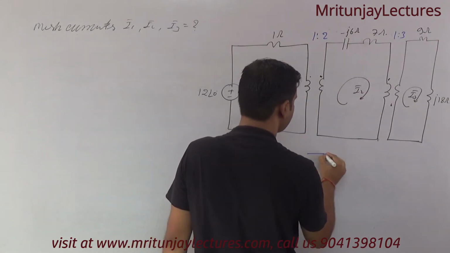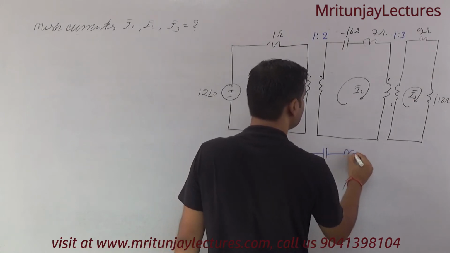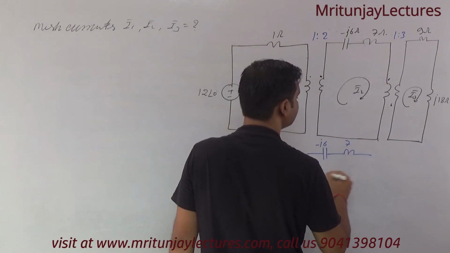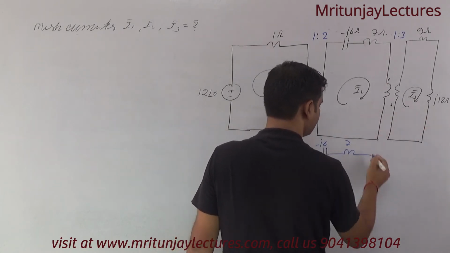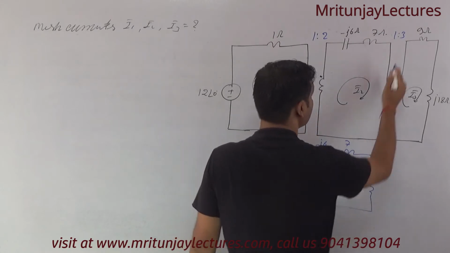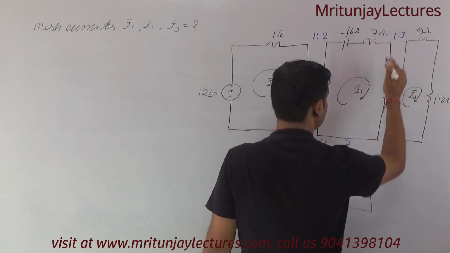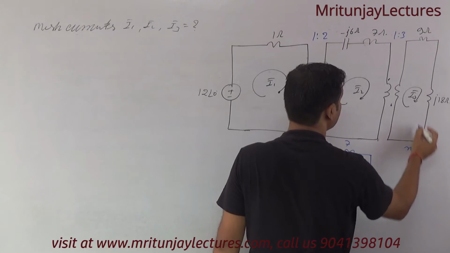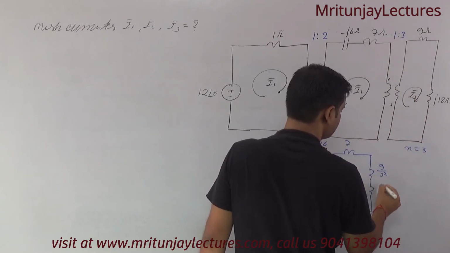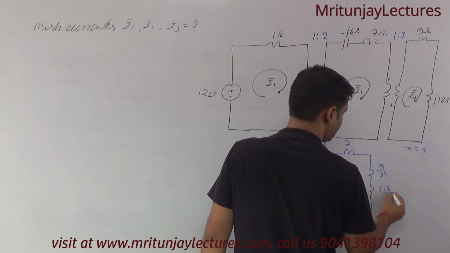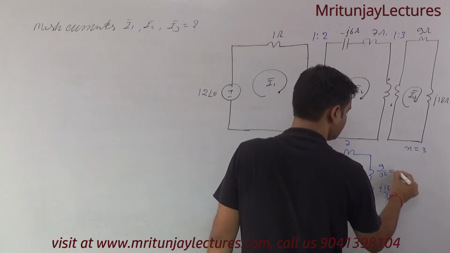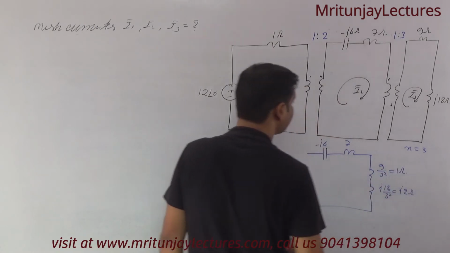So minus j6, that is 7. Now if this one is converted here, 9, and if this one is converted, then 9 divided by, what about the turns ratio n, 3/1, 3. So 9 divided by 3 to the whole square, and j18 divided by 3 to the whole square, that is j2 ohm, and this is 1 ohm.